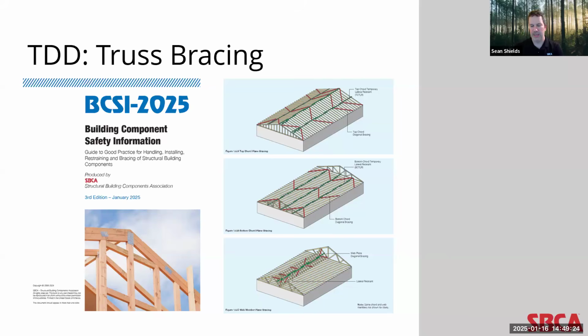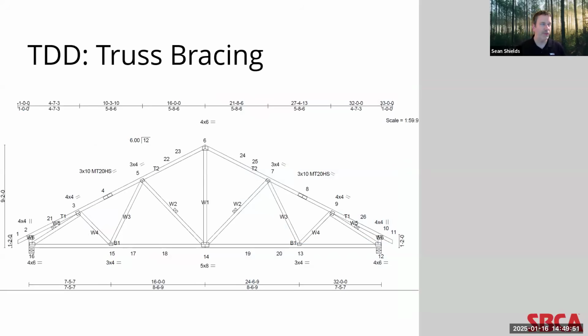Temporary bracing is bracing that is installed during the installation process, but then is typically removed, although it doesn't need to be, if it's in the web member plane. And then there's permanent bracing, which is intended to be installed and remain in the system in perpetuity. And it's that second part, the permanent bracing, that will often be called out on the truss design drawing.